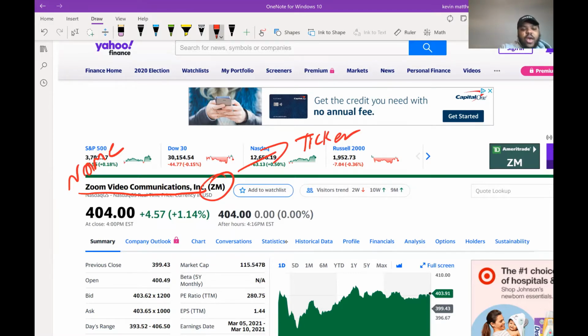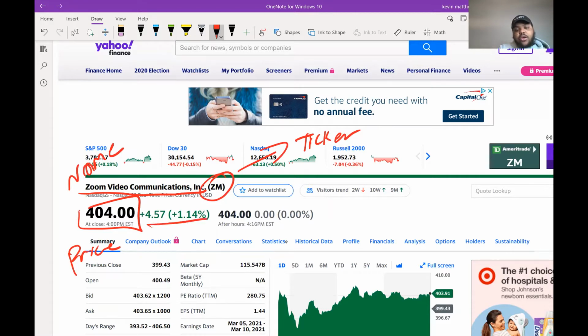Then here you have the price. And this is the price of one single share. Now, today, you don't have to buy the entire share. If you want to put $40 in, you can still get Zoom. If you want to put $10 in, you can still get Zoom. But that is the price for one full share.